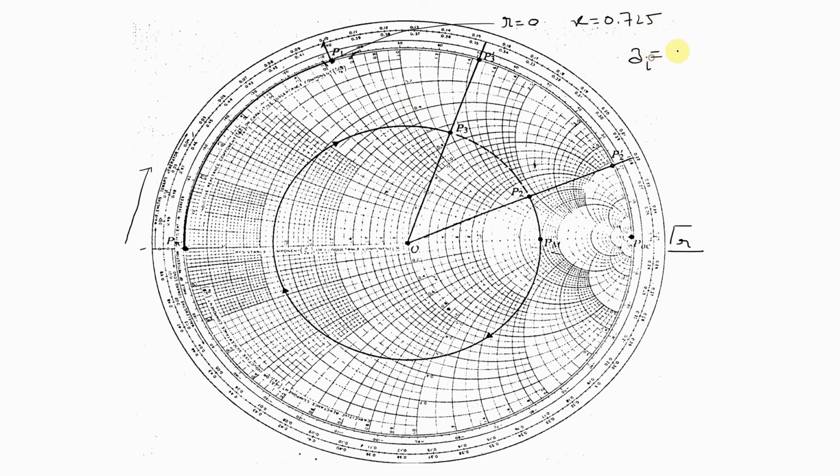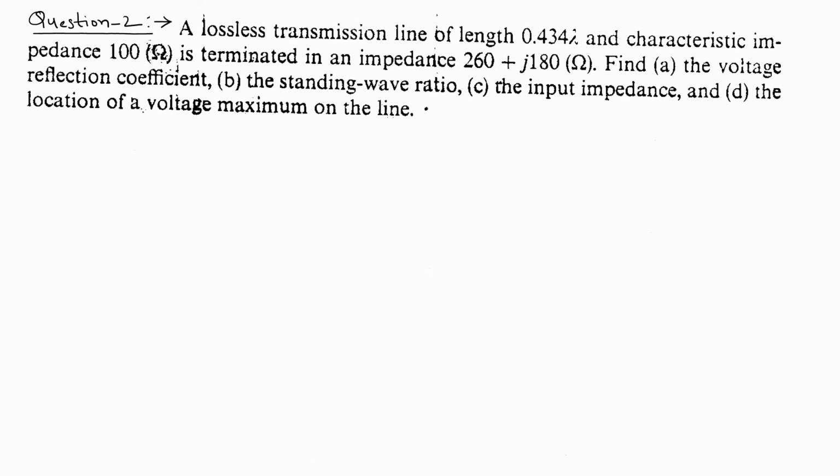Therefore the normalized input impedance is 0 plus j 0.725, and if you want to find out Zi, you have to multiply with the characteristic impedance, so 50 into j 0.725. Input impedance is approximately equal to 36.3 ohm. This is the input impedance. Now let us solve one other problem to understand the Smith chart better.